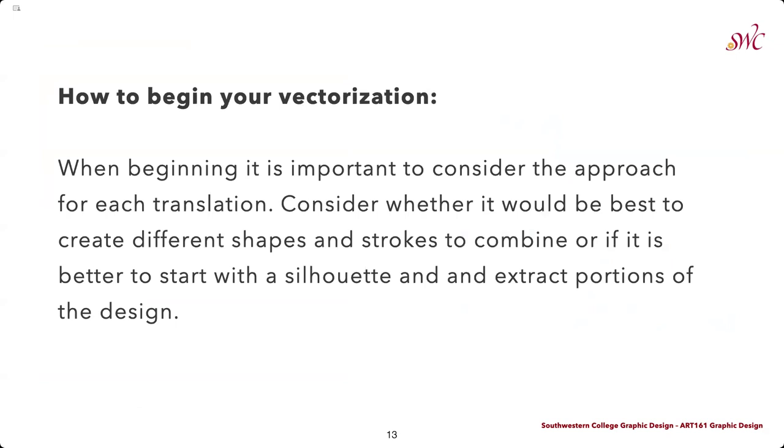So once you have your sketches and they're simplified, abstracted, and stylized, how can we start to vectorize these? Well, it's important to consider the approach for each translation. Consider whether it would be best to create different shapes and strokes to combine, or if it is better to start with more of an overall silhouette and extract portions of the design. And we're going to look at both of those here.